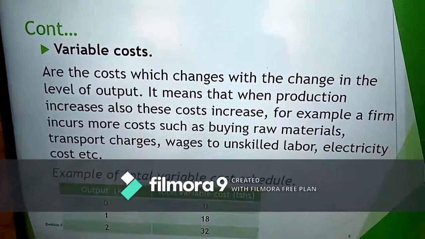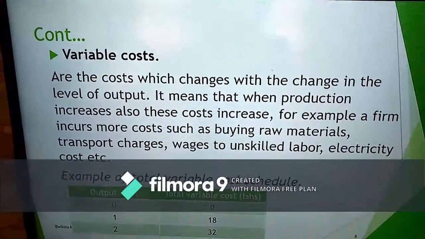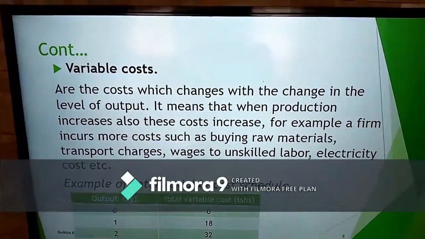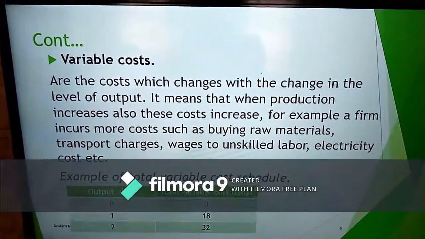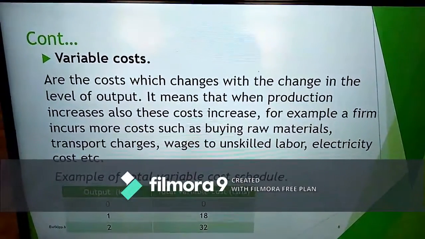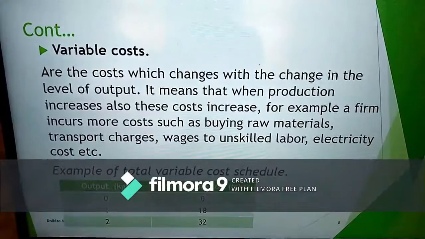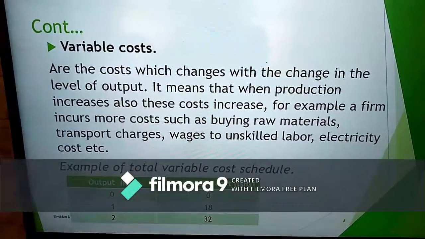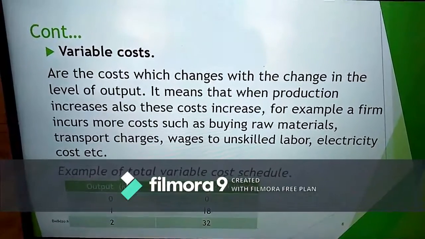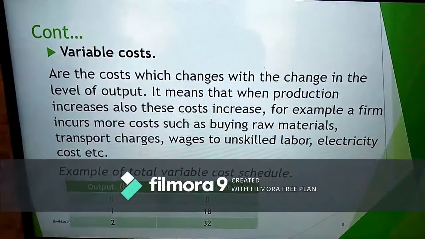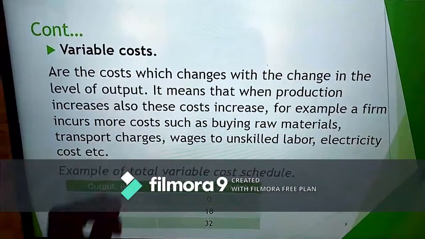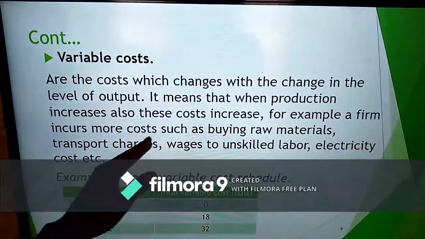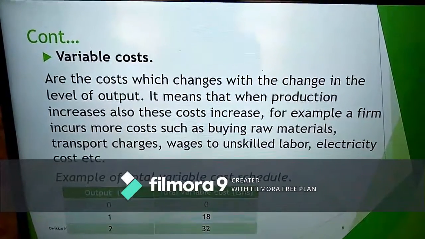The second one is the variable costs. What are the variable costs? These are the costs which change with the change in the level of output. It simply means that when the level of output increases, also a firm incurs more variable costs. It means that when a production increases, also these costs increase.